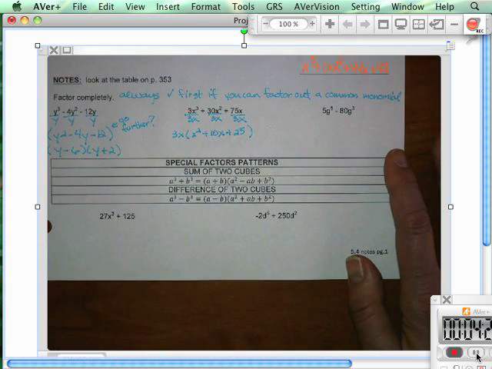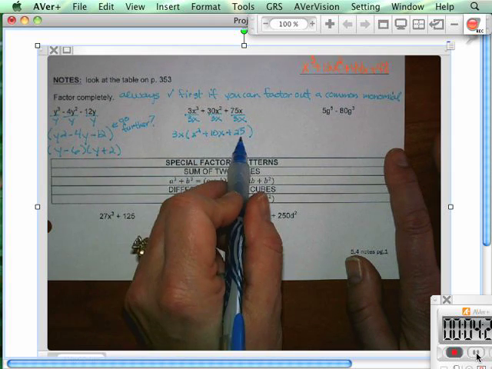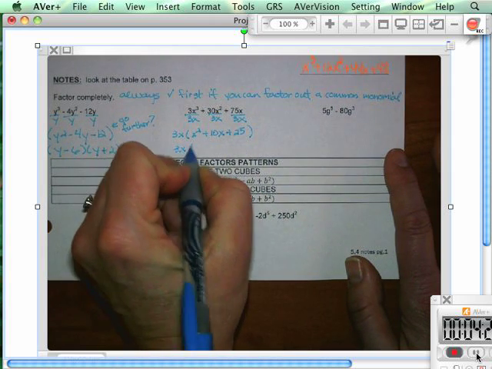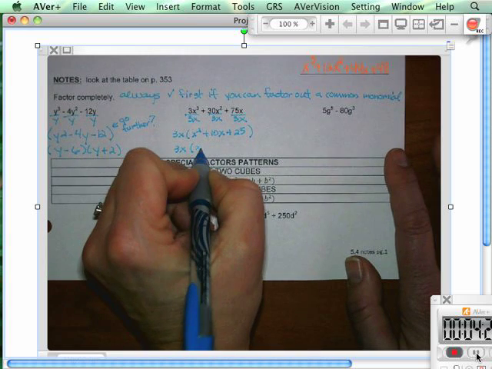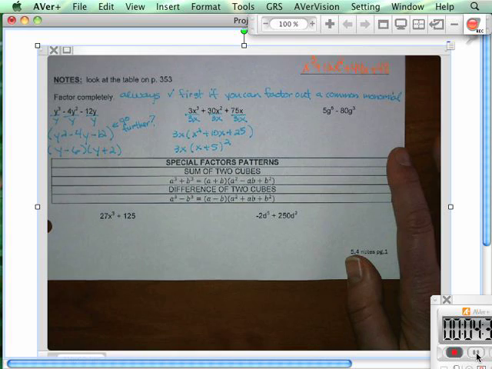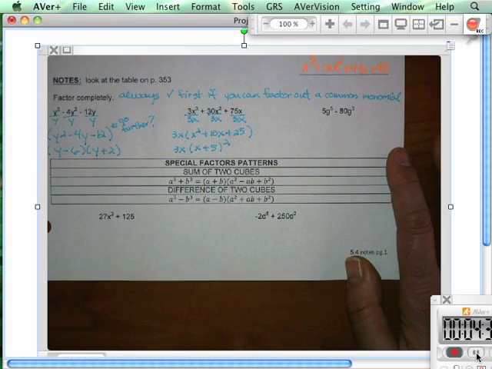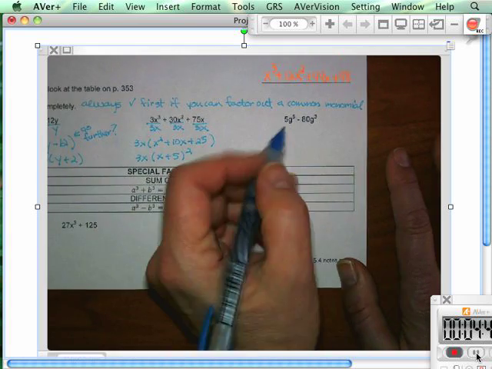Then I decide, wait a minute, I think this is a perfect square trinomial. So I know it is, so I can write that like this, x plus 5 squared. Then you've factored it completely. So this is actually 3x times x plus 5 times x plus 5. All right, one more.